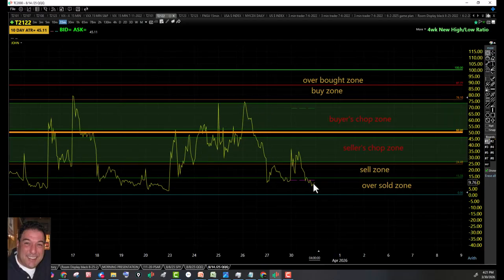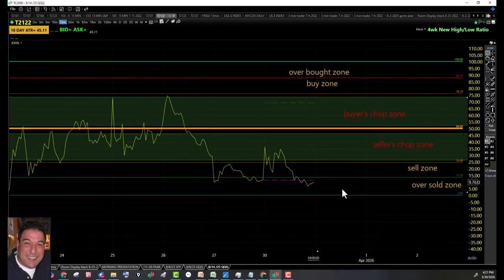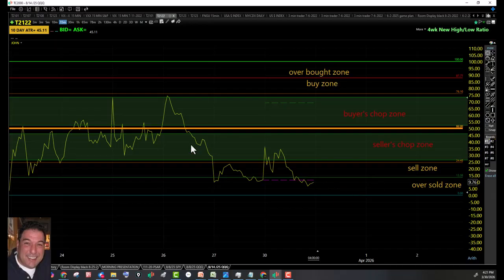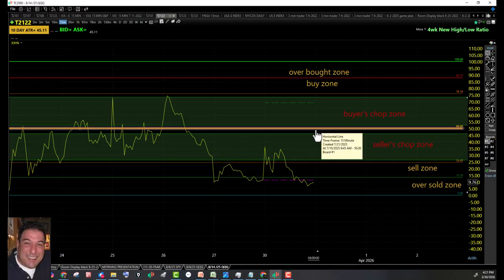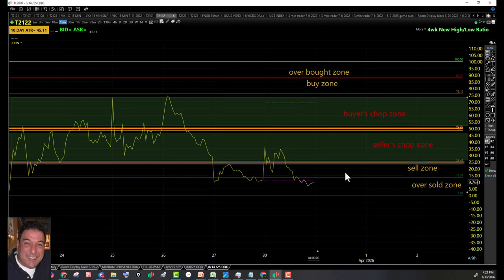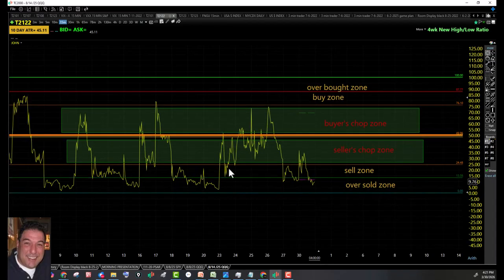All right, so we spent the whole day between the seller's chop zone, the sell zone, and the oversold zone. So bears obviously still in control. We're making lower lows. We're in the oversold zone. We're spending much of our time underneath the 50-yard line, which is the midpoint. This would represent bullish price action. This would be bearish. You can see the majority of March has been nothing but bearish price action or bearish control. Bearish control is what I'll say.